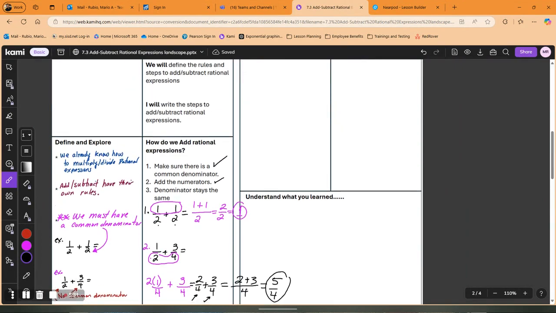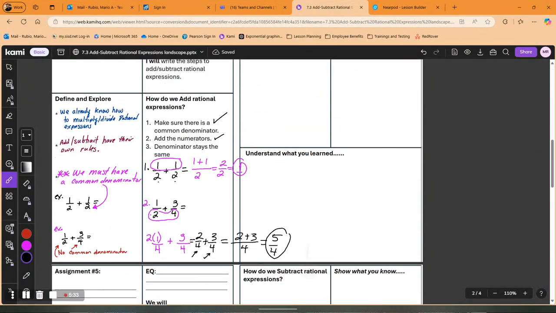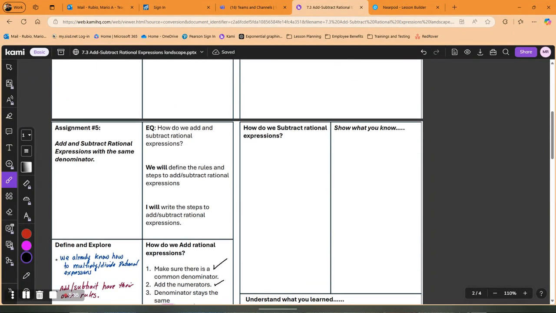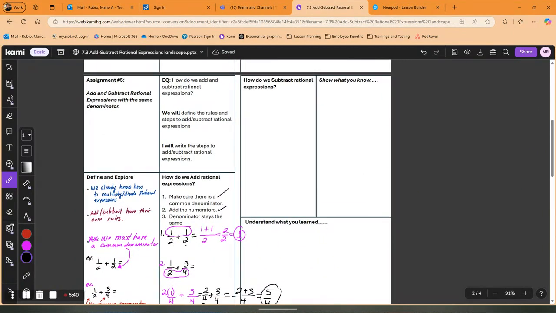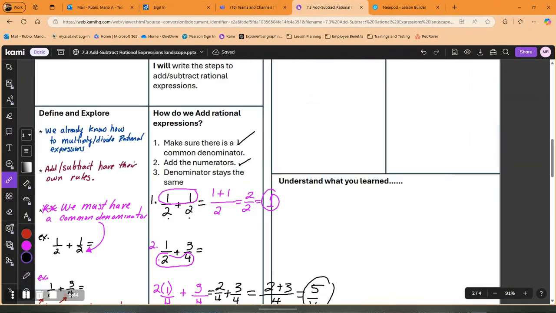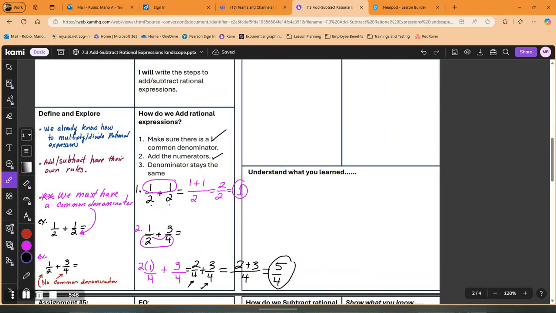Those are 2 examples. I will show you how to subtract rationals, and then you're going to do some practice problems on Wednesday. For now, this is all the notes. We're going to do the notes a little bit different today, so I need you guys to practice with that. Okay, that's it for today, guys.